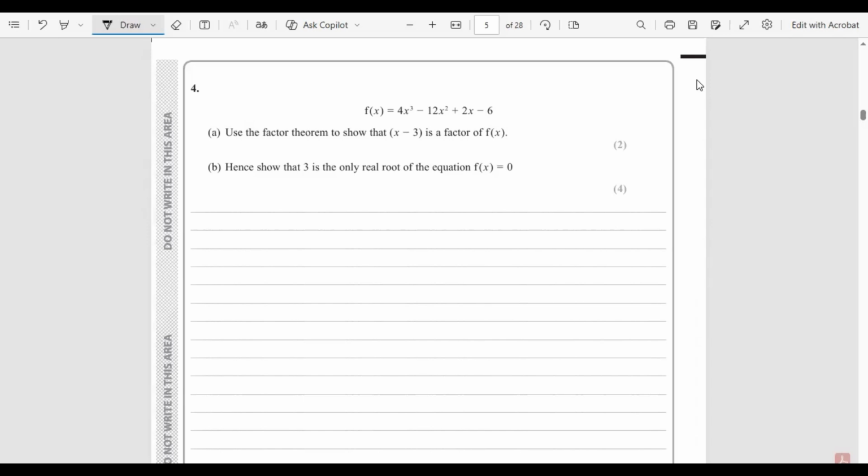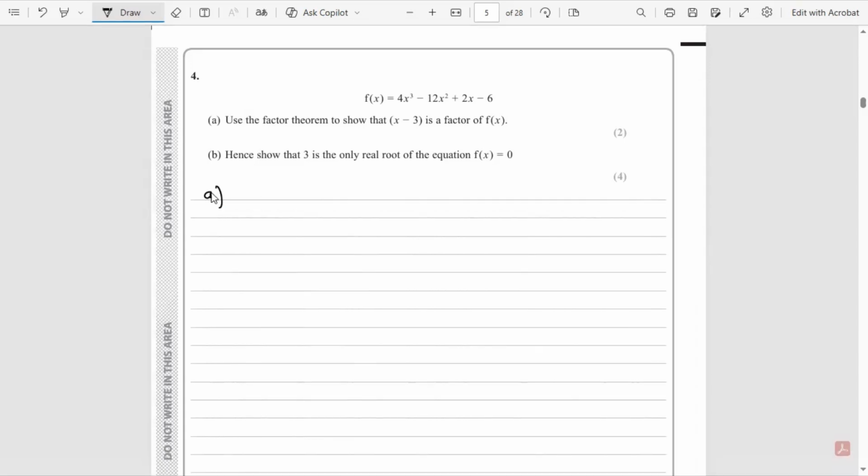Hi everyone. In this video, we're going to work through a Year 12 factor theorem question from the AS sample paper. In this question, we have a function f of x, and this function is 4x cubed minus 12x squared plus 2x minus 6. Part A to the question says, use the factor theorem to show that x minus 3 is a factor of f of x.